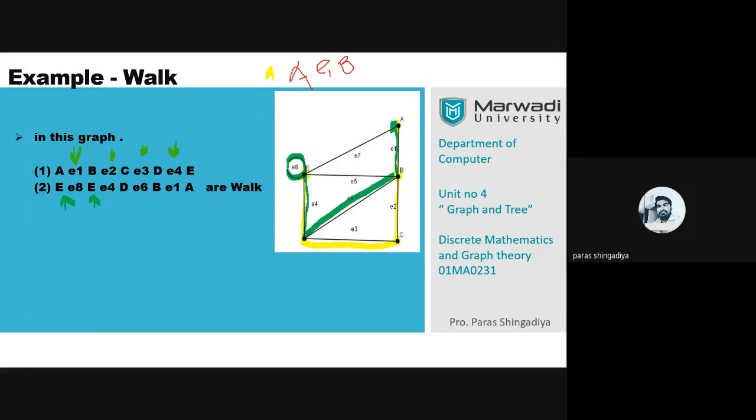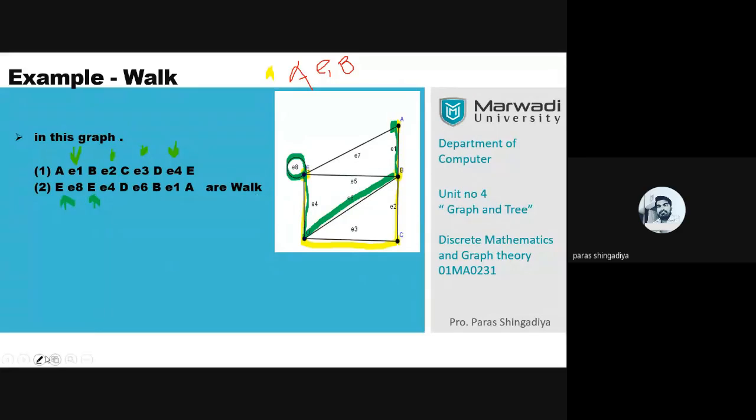Clear? You can consider any vertex. It is not fixed that you have to consider this as your starting point. You can consider any starting point and you can end your journey at any vertex. But remember one thing: the edge, the path, you have to use one time, so you cannot use the same path again. Means you cannot use the same edge again. That is not possible in a walk.